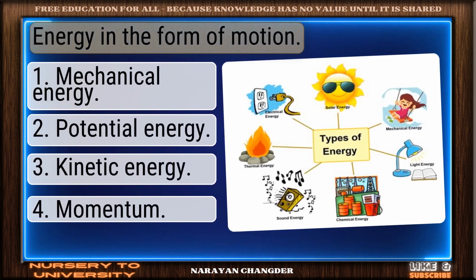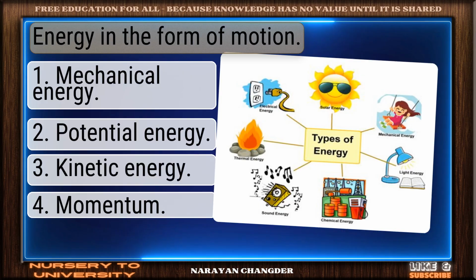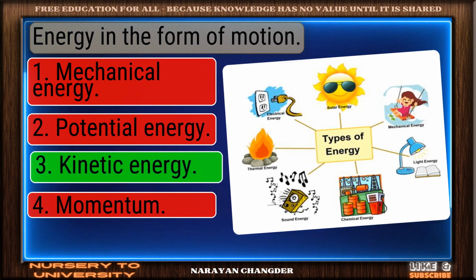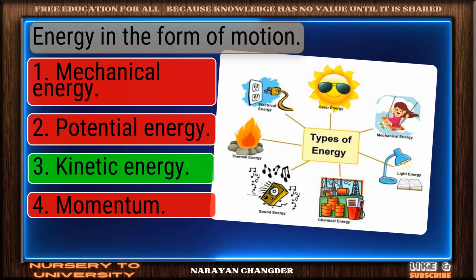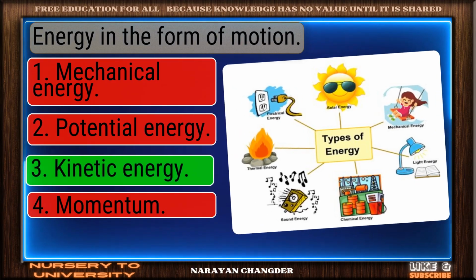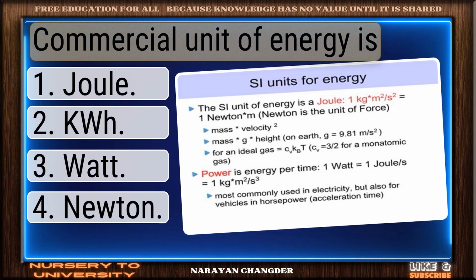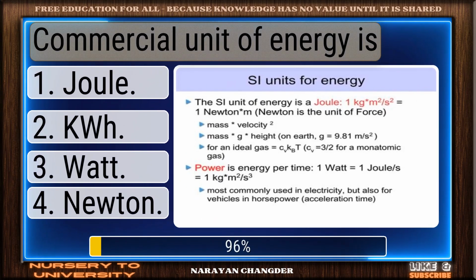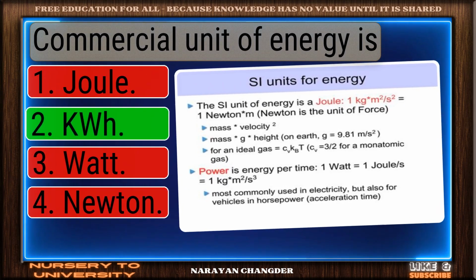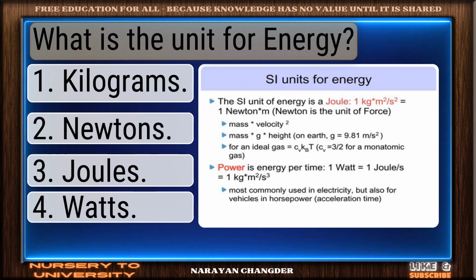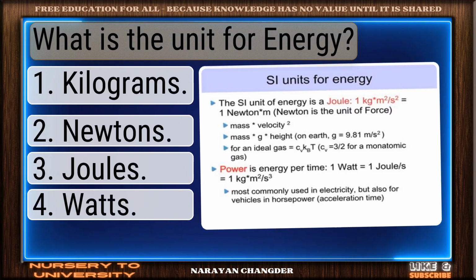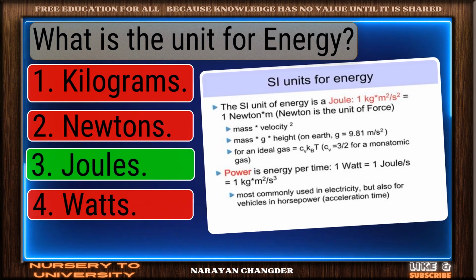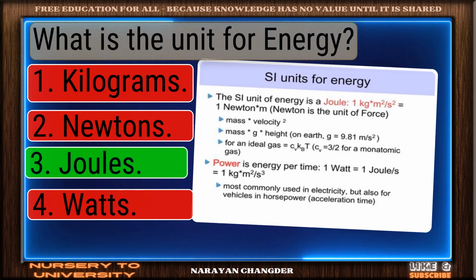Question number 66. Energy in the form of motion. Correct response. Kinetic energy is the most accurate answer. Question number 67. Commercial unit of energy is? Right choice. kWh is the best answer. Question number 68. What is the unit for energy? Nice work. You chose joules, and it is correct.